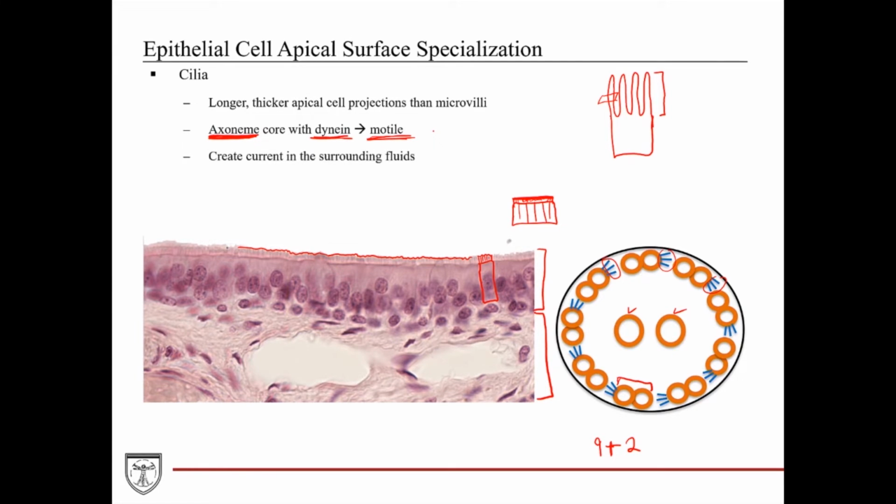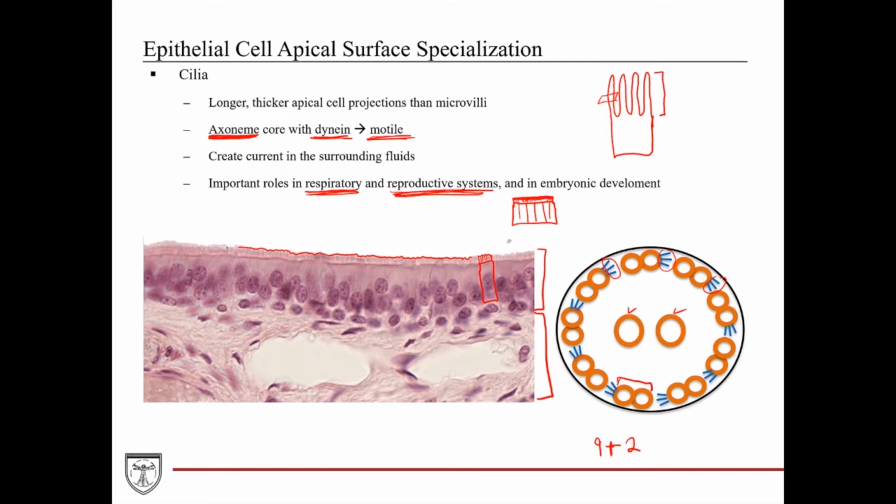The motion then creates the current in the fluids that the cilia are floating in. Cilia play a critical role in the respiratory system as well as the reproductive system. In the respiratory system, we have all this ciliated lining in the upper respiratory tract that constantly brings up the mucus and dust or dead cell debris and things like that from down below to our pharynx and oral cavity or nasal cavity.